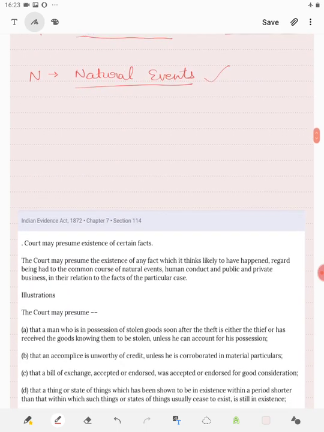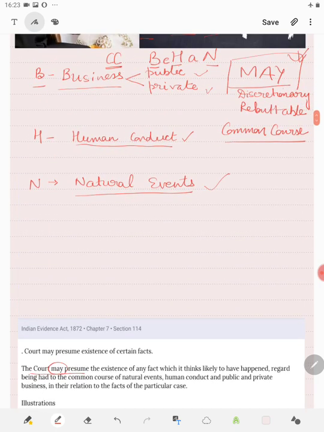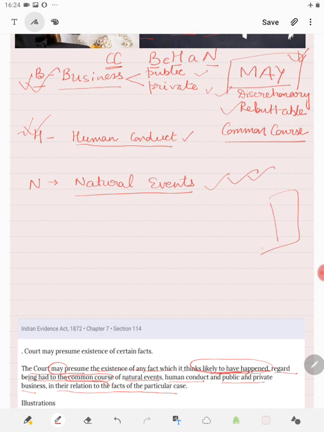Now, we'll just study this section and see what it is. The court may presume, remember, we said may means that it is discretionary as well as rebuttable, the existence of any fact which it thinks likely to have happened, which most probably would have happened, with regard to the common course of natural events, human conduct, and public and private business, in relation to the facts of the particular case. However, the facts of that particular case are also to be seen.